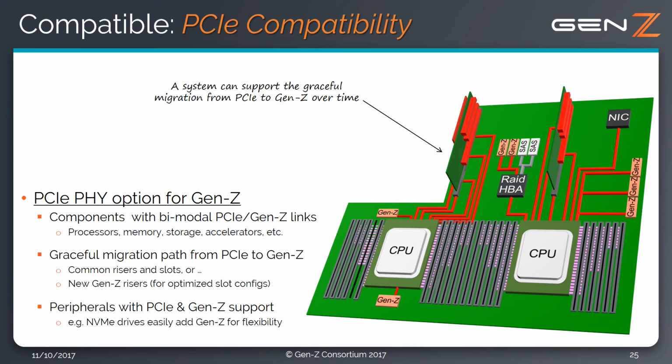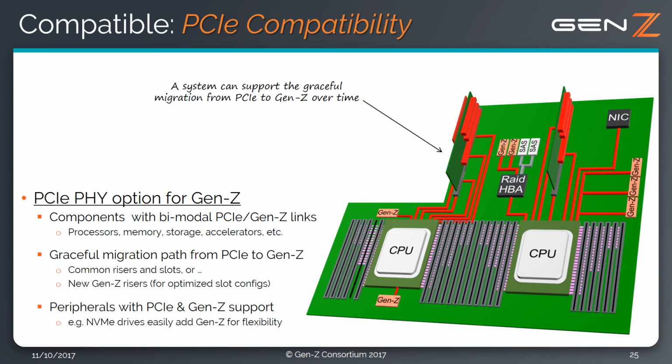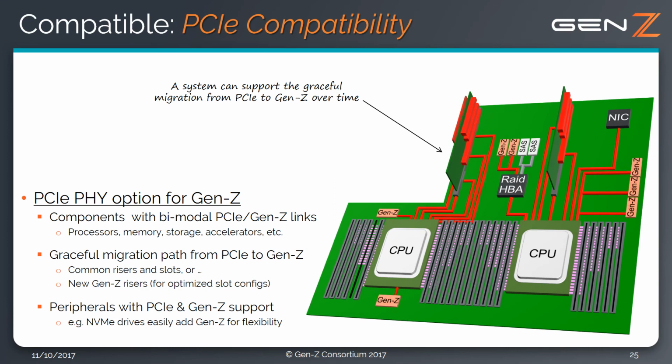The gold links in gray slots represent PCI Express, and the red links and slots represent Gen Z. The progression can be achieved by using different risers in each iteration that change the slots from legacy PCI Express CEM connectors to Gen Z optimized connectors based on the TE sliver technology.